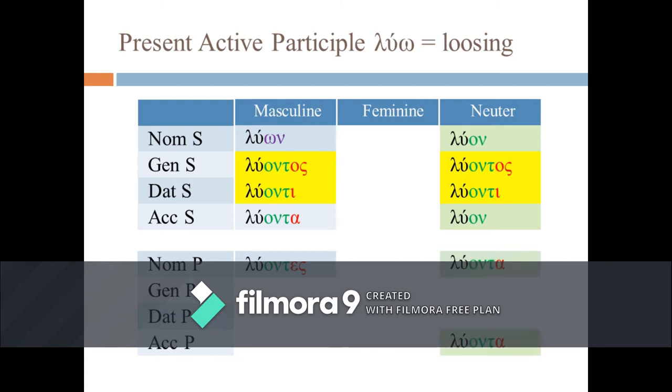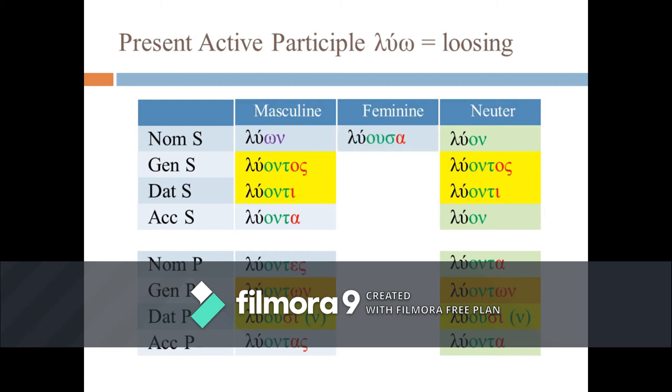And the neuter is the same in the nominative and accusative. Luonta, and accusative luonta, ending in the neuter. Plural is always alpha. Then we have luontōn, same in the masculine and neuter. The dative is luousi, again, the same in the masculine and neuter. And the accusative plural is luontas.